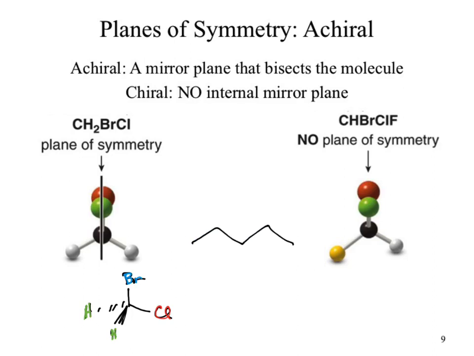Pentane. Chiral or achiral? Achiral. There's not 4 different things connected. Where's the internal mirror plane? The C1, 2, 3, C3. No, it should be the center. No, that's a perfect internal mirror plane.